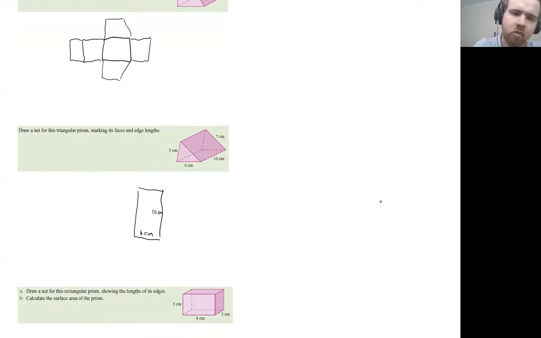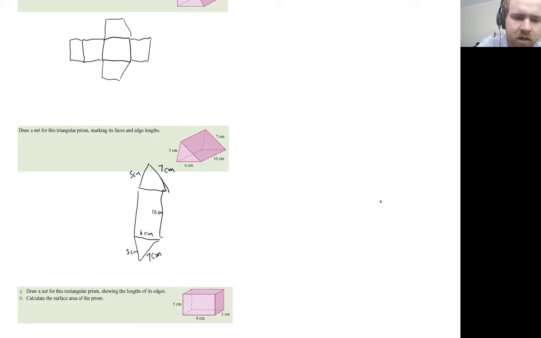Okay, now we've got to think about what about these front and back faces? We've got two triangles that I can draw. We've already got our 6 centimeter side there, but this is going to be 5 centimeters. And on the other side, you're going to have 5 centimeters there. Let's just pretend that joined up. Oh, and then this long part of the triangle is also going to be 7 centimeters. Sorry. So you've got a 5 centimeter side, a 6 centimeter side, and a 7 centimeter side here.